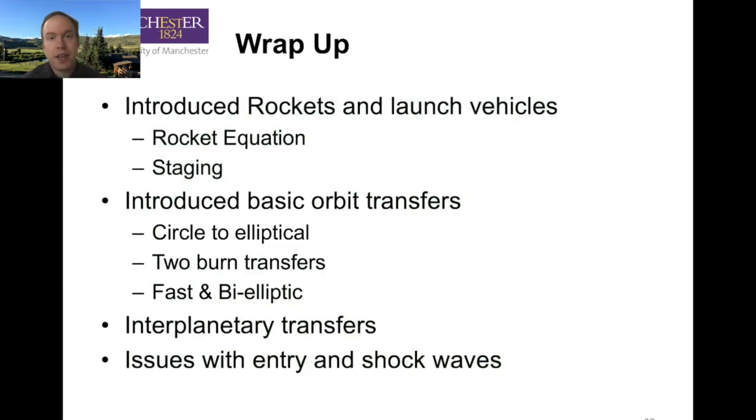As a wrap up, in this topic, in the 3 videos, we talked about introducing rockets and launch vehicles, the rocket equation and staging, and that was video 1. In video 2, we introduced basic orbit transfers, the Hohmann transfer, where we move from a circular to an elliptical orbit, or from one elliptical to another, and then back to another final orbit. We did 2 burn transfers, which is this classic Hohmann. We did a fast tangent transfer and the bielliptic as another option. We talked very briefly about interplanetary transfers and getting from Earth to the moon and Earth to Mars, and the concept of patch conics, which you won't have to do in any detail, you just need to be familiar with.